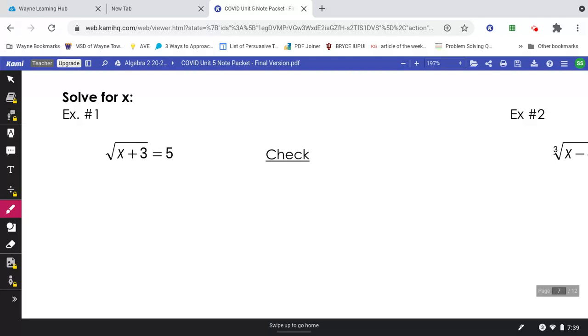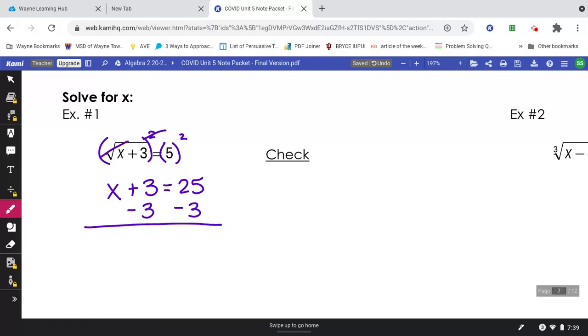To get rid of a square root, we're going to square both sides. Now this is important, you have to have that other side in a parenthesis. So if you want to do both sides in parentheses, that's fine as well. A square root and a square cancel, giving you x plus 3 equals 25. Then you would subtract 3 from both sides, and you would get x equals 22.